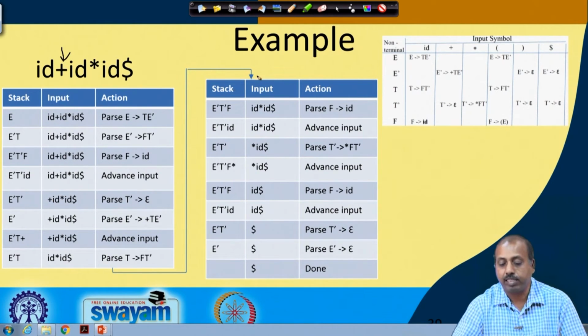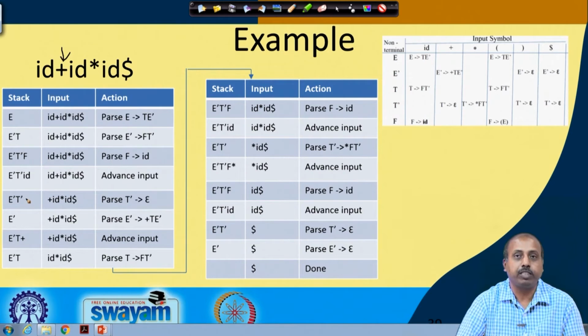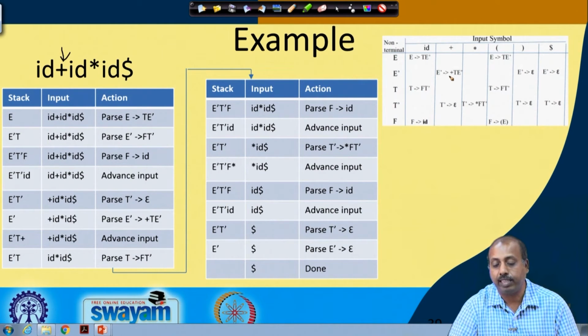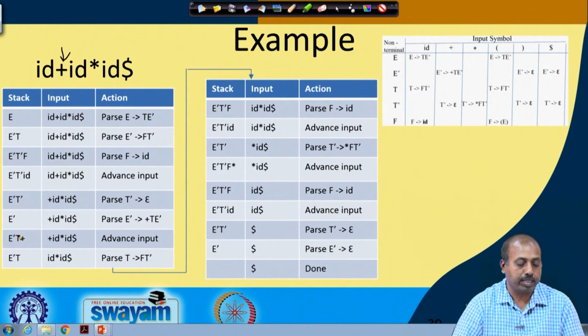Now, T dash and plus. M[T dash,plus] says that T dash producing epsilon. So, right hand side replacement is done. Nothing has to be pushed into the stack because it is epsilon. So, T dash is going out of the stack, input remains as it is. Now, E dash and plus. It says that you go by E dash producing plus T E dash. So, E dash is coming out of the stack and plus T E dash are put into the stack. Next, this plus is checked and it matches with the next input symbol plus. So, this is taken out of the stack and the input pointer is advanced, so the input is now pointing to the id.